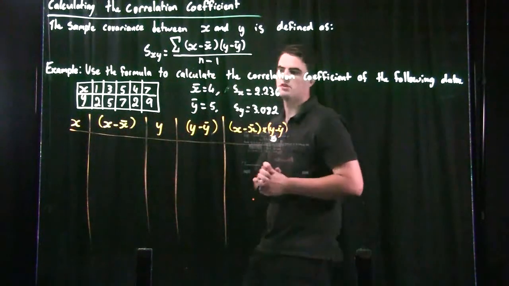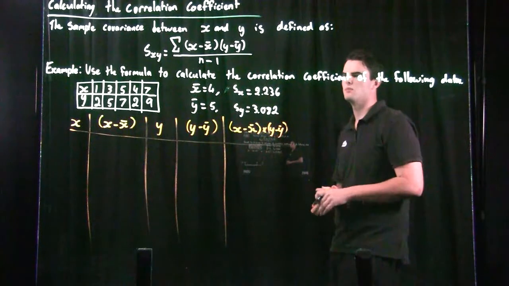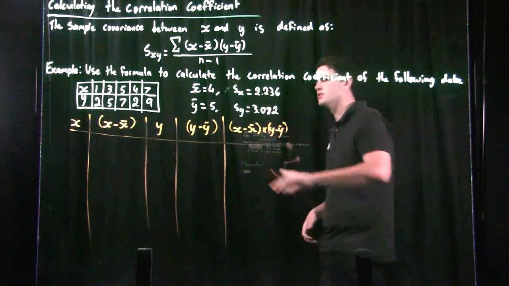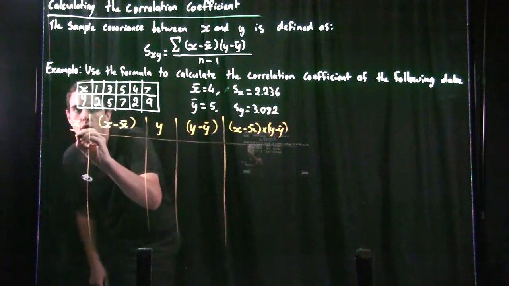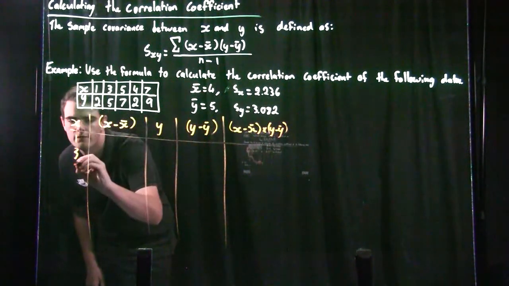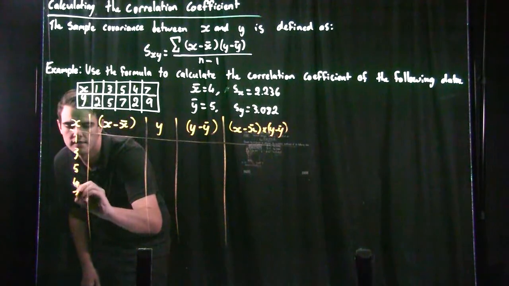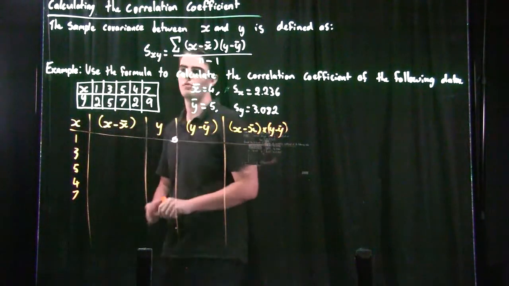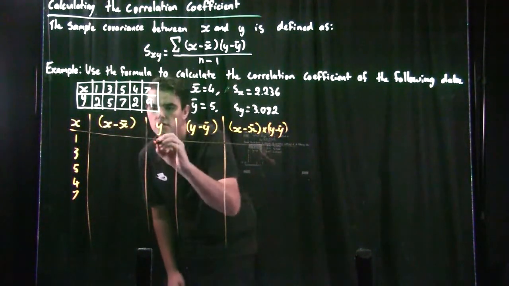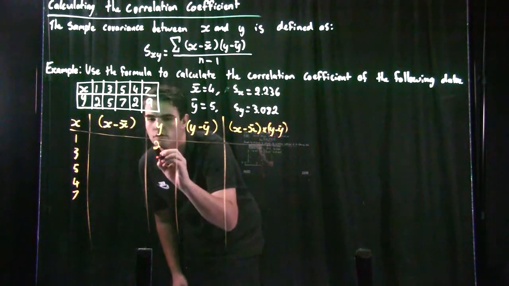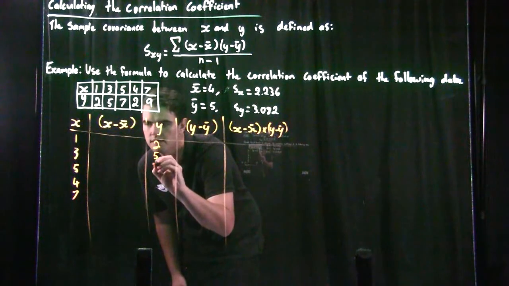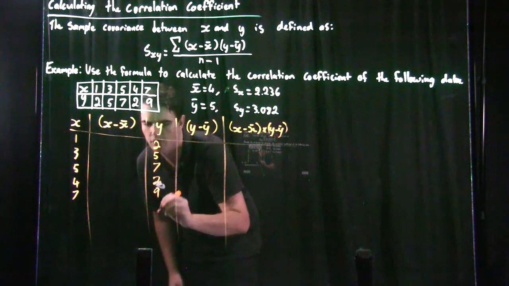Okay, so we've got this table here. Looks a bit confusing to start with, but we're going to break it down. To start with, I'm just going to enter in all my x values, so I've got 1, 3, 5, 4, and 7. Then I'm going to enter in my y values. Remember, keep it in line. You're using your paper, so it can all be nice and neat for you. We've got 2, 5, 7, 2, and 9.